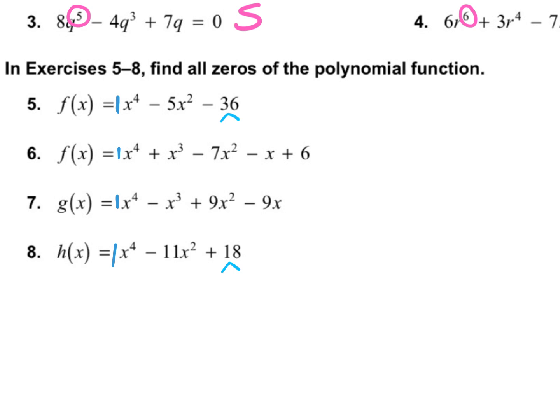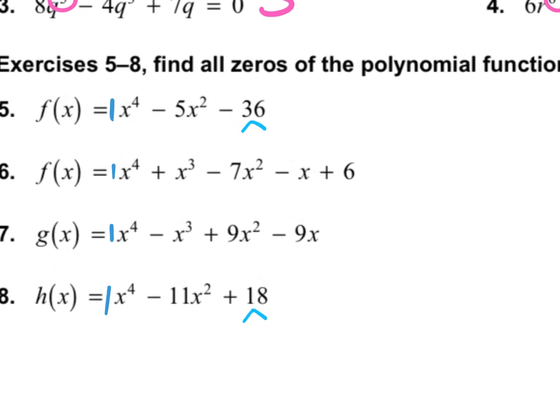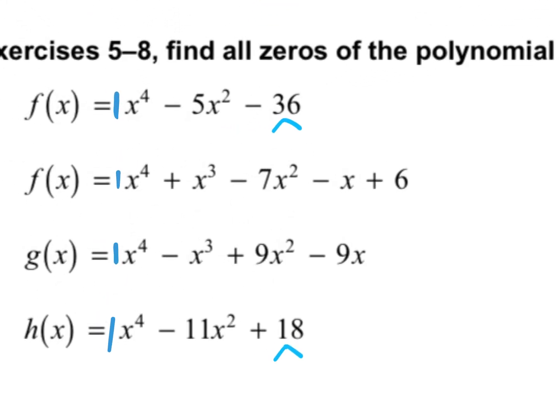All right, let's look at number 6. Let's find all the zeros. Actually, I want to do 5 and 6. Let's do 5 first. So 5 factors, but it's a little bit different. What are 2 factors of negative 36 that add to 5? Negative 9 and 4. Perfect.